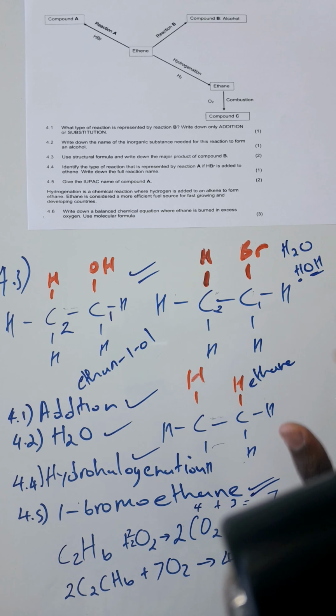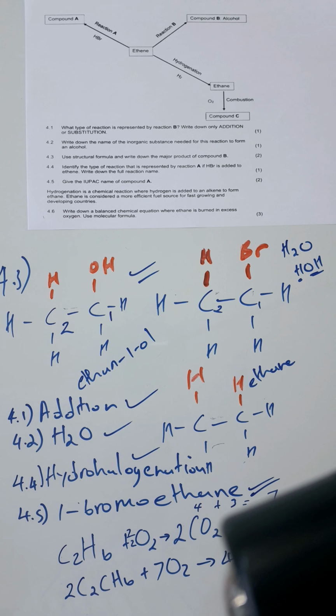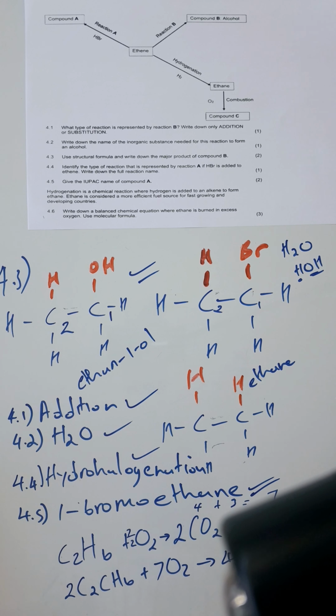So once I have the product, the names of the reactions, the inorganic reactants that are added to our organic reactants, and the conditions, then I can start answering the questions. So ethane, 1-bromoethane, ethan-1-ol, the alcohol formed by hydration, and lastly, the combustion of the alkane.